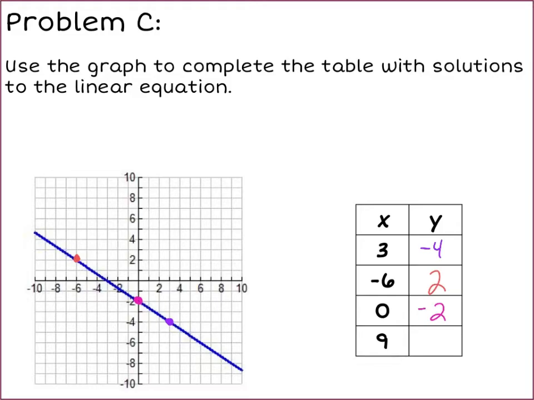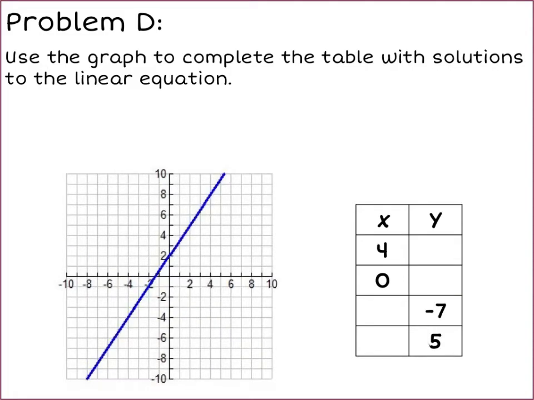And finally, I need to do that with the 9. So I'm going to go over to positive 9, but I have to go down to where the line is, so that's right here, and that's at negative 8. So that's how you can find solutions when you're given the x's. You have to look for where they fall on that line, and that will tell you where the y's are. Now let's take a look at one more graph to find solutions.